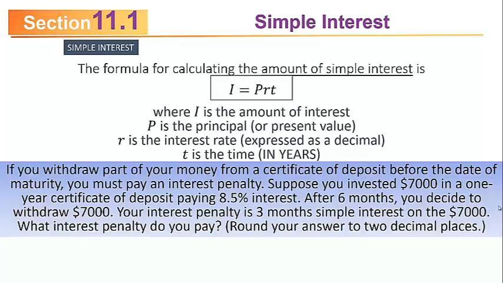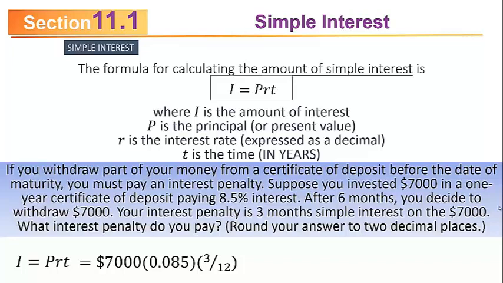Now that problem is very wordy, but if you just read one of those very last sentences, that's really all you need to know to do the calculation. It says your interest penalty is 3 months simple interest on the $7,000. So all you need to do is take your interest formula, capital I equals capital P r t, and figure out what the amount of interest would be on that.